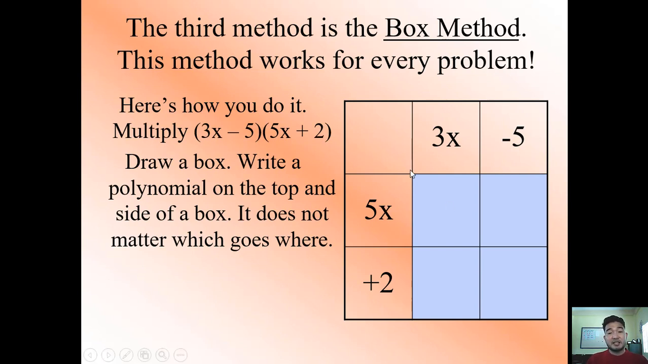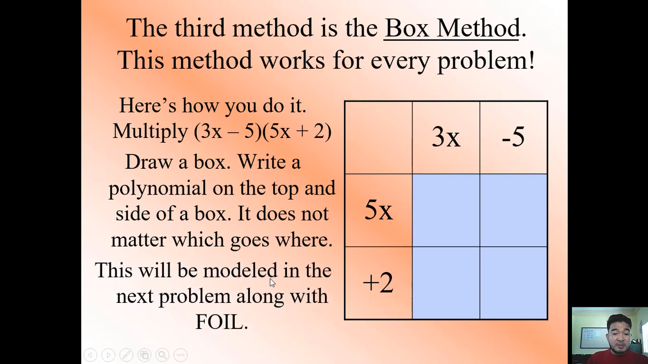Pwede silang magkapalit. And that's the beauty of multiplication, commutative, meaning pwedeng magkapalit ang dalawang factors or ang dalawang multipliers. Huwag lang magkakapalit ng partner. Okay? So in this case, we have 3x minus 5 on the top and 5x plus 2 dito sa side of the box. So ayan na siya. You draw a box like this. And then this will be modeled in the next problem along with FOIL.